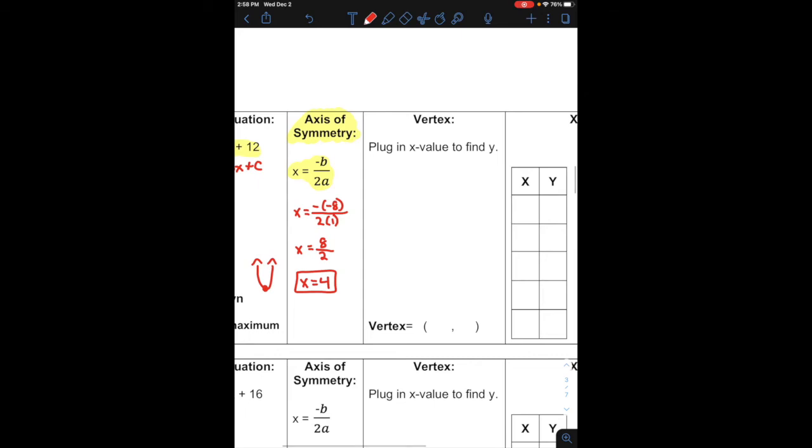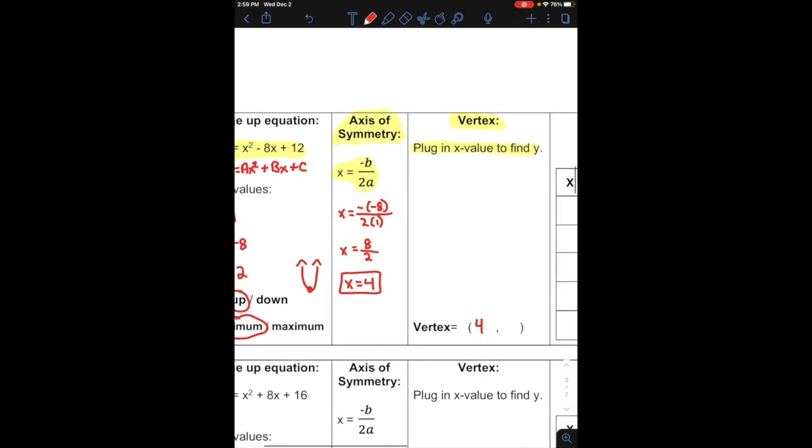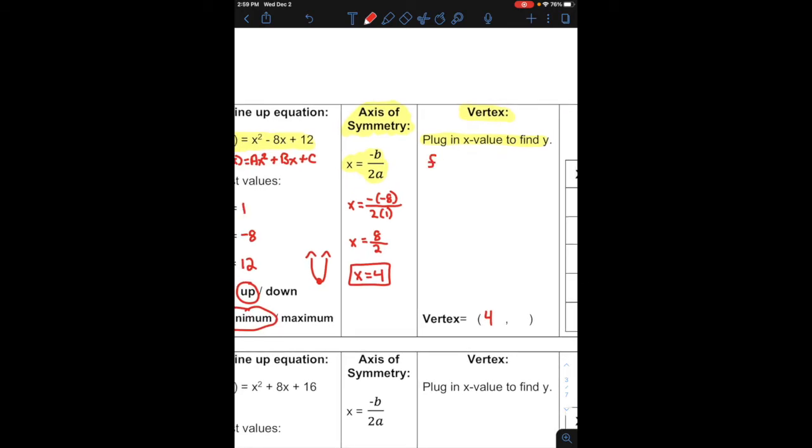The axis of symmetry passes through the vertex, or the ordered pair. Therefore, it's going to share an x value. So we already know the x value of this ordered pair, or the vertex, given the axis of symmetry. We're now going to use that to find the y value. As you can see in this step, it says plug in x value to find the y value. I'm going to go ahead and just copy down our function f of x equals x squared minus 8x plus 12. This is in function notation.